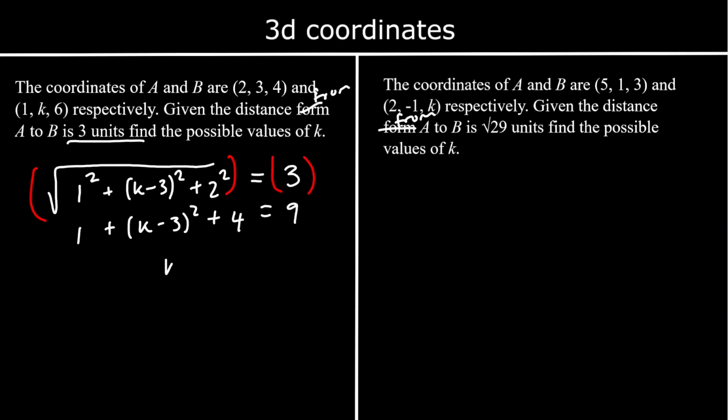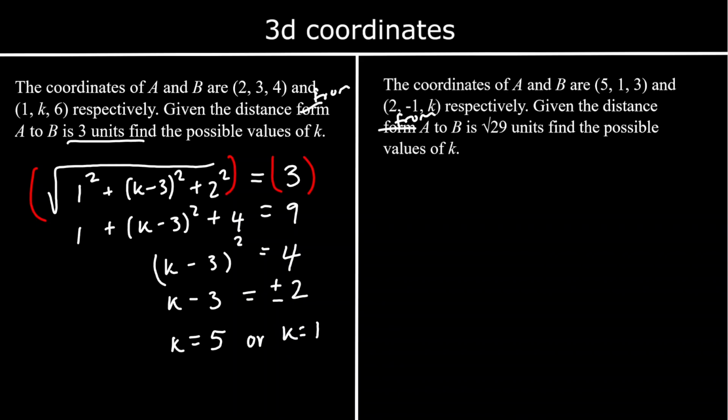So we get k minus 3 squared. If we take away 5 from both sides, the 4 and the 1 make a 5. Take away 5 from both sides, we get 4. So k minus 3 is plus or minus the square root of 4, which is 2. So k can be 3 plus 2, which is 5. Or k can be 3 minus 2, which is 1.